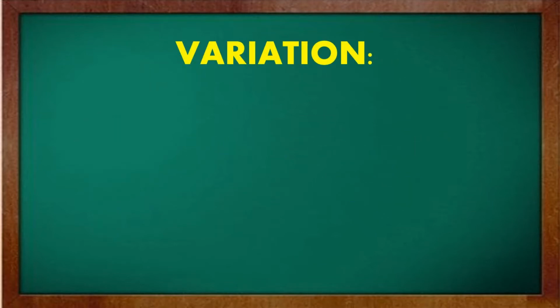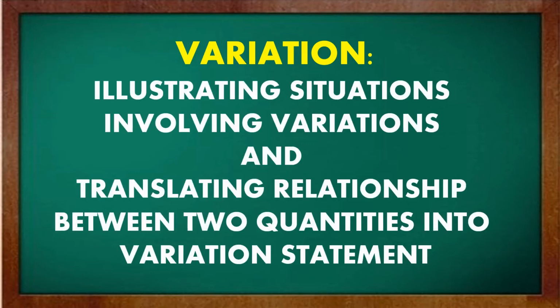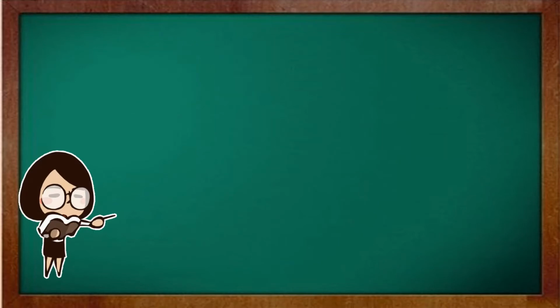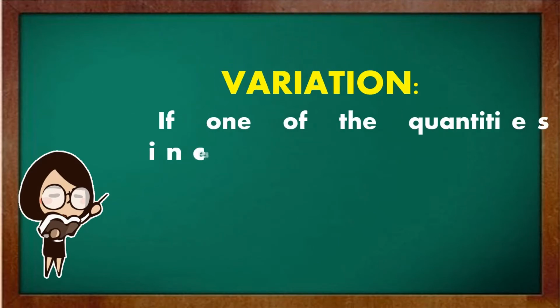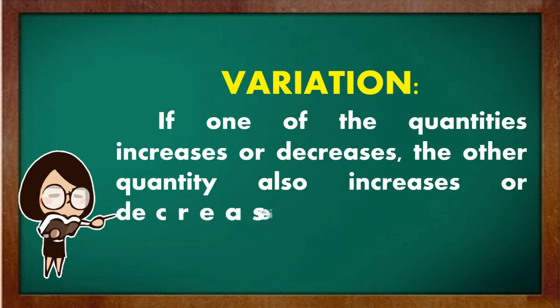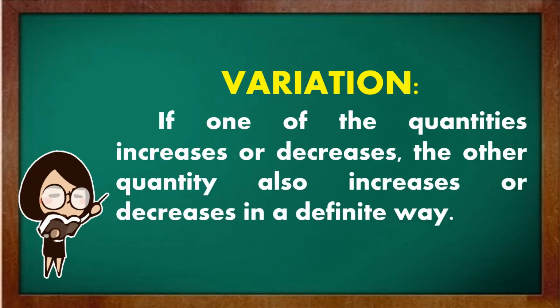Okay guys, our topic for today is all about variation. Under variation, we have illustrating situations involving variations and translating relationships between two quantities into variation statements. So in variation, if one of the quantities increases or decreases, the other quantity also increases or decreases in a definite way.